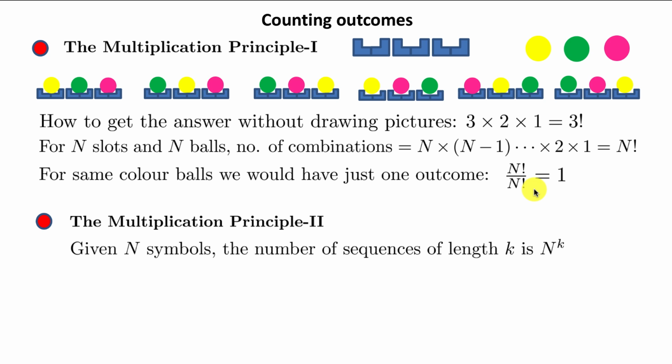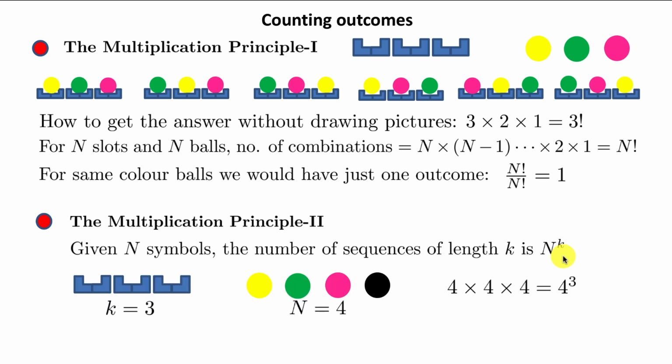Here's another principle that's also quite obvious. Suppose that we have n symbols. You could think of them as n differently colored balls, but now there is no limit upon how many balls of the same color that you have. Well, the claim is that given n symbols, the number of sequences of length k is n to the power k. Here's what I mean by that.